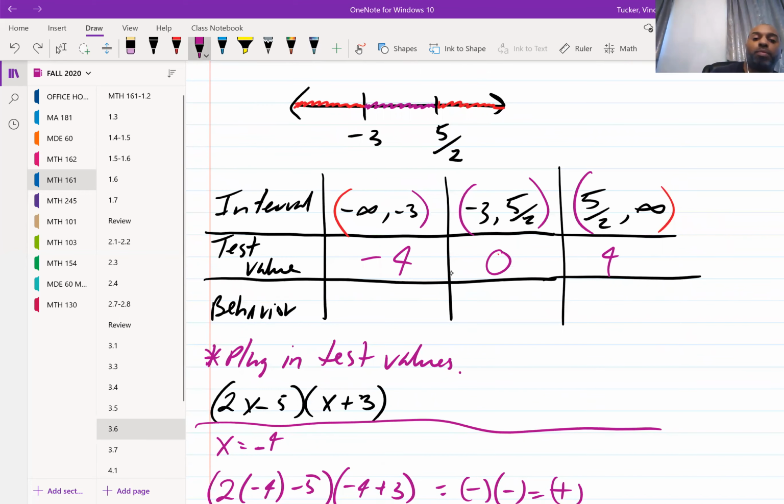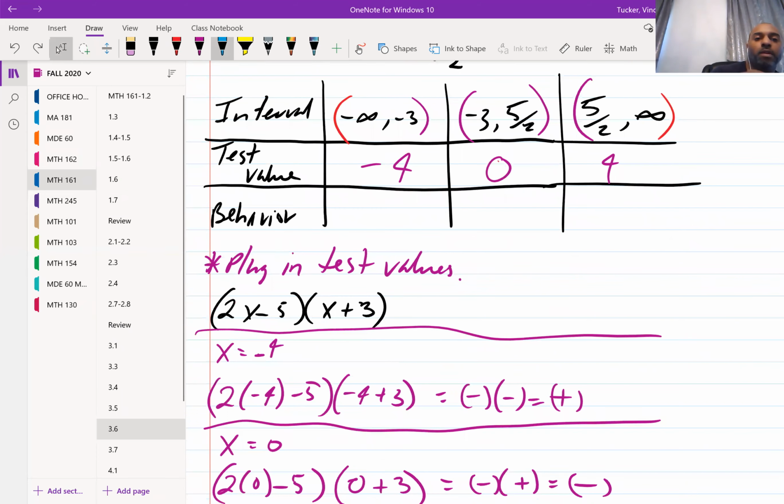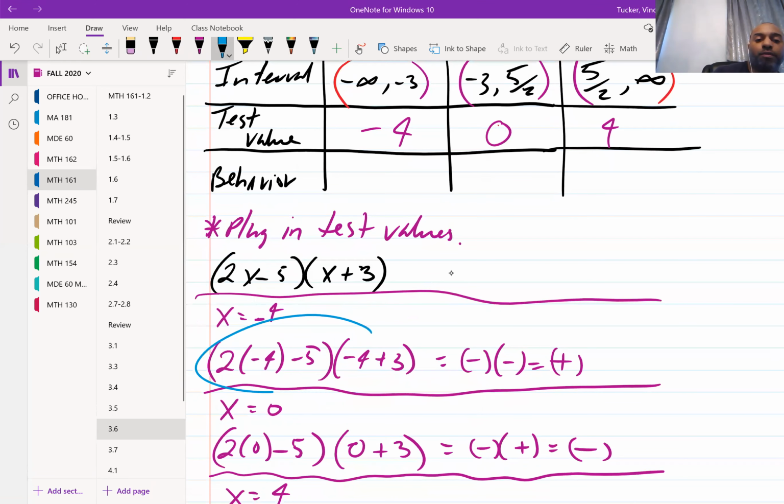So now you plug in those test values. And I chose to use my factored expression. You can just plug it into the equation or use the factored expression like I did. And plugging in -4 right here.